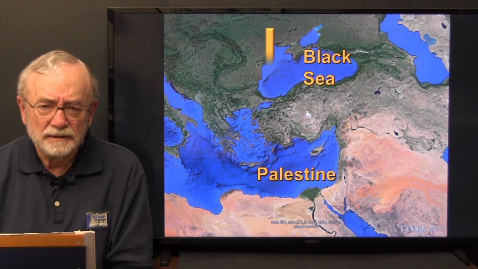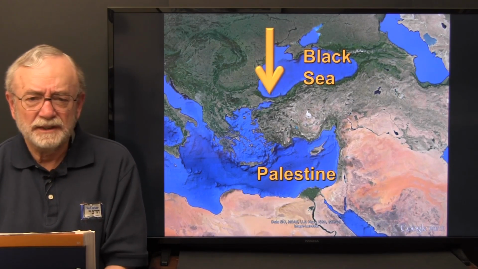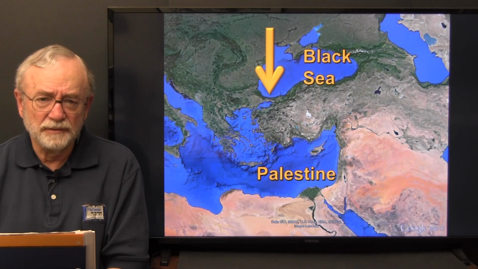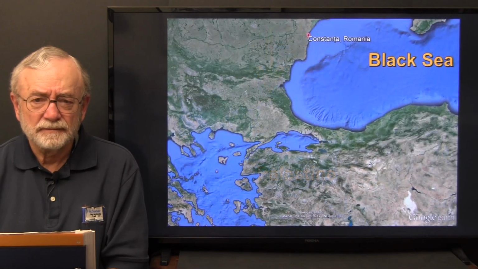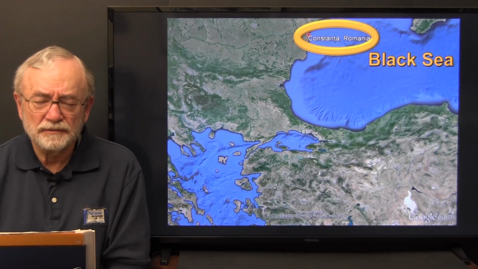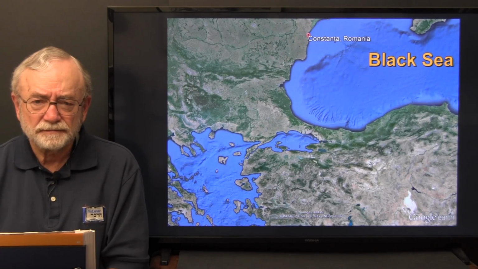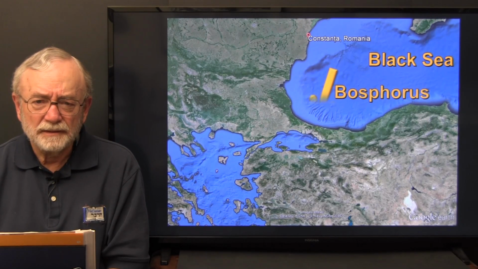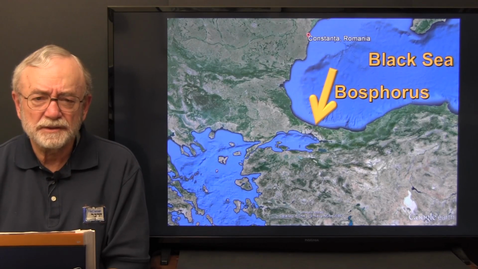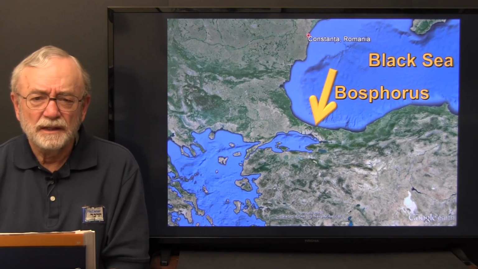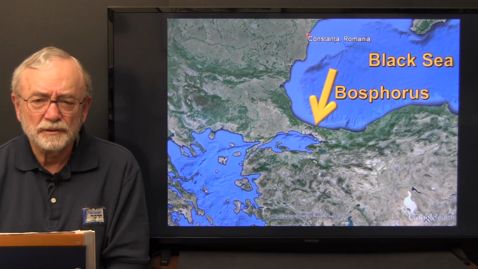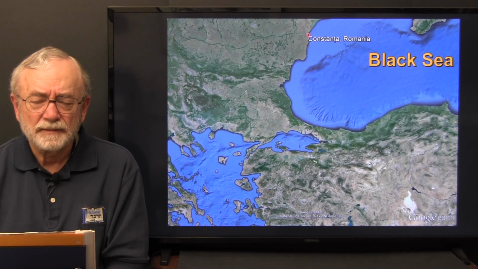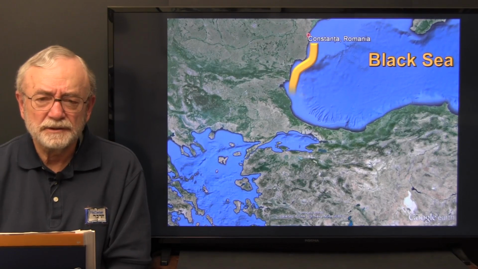And the only way from the Black Sea into the Sea of Marmara, into the Adriatic Sea, and into the Mediterranean to get to Palestine is through the Dardanelles, which is located in this small spit of land. Here is Constanta, and here's the Bosphorus, not the Dardanelles, the Bosphorus on this small spit of land joining Europe and Asia. Actually not joining Europe and Asia, there's a break there.